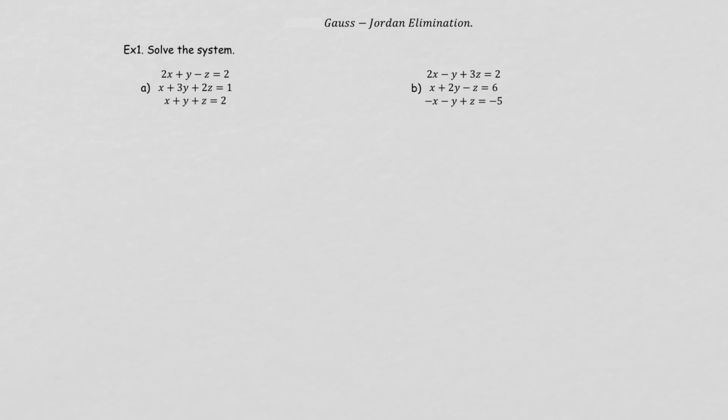In this lesson we're going to talk about Gauss-Jordan elimination, which is a matrix system. In this lesson we're going to have more than 2 variables or 2 equations. Here you can see you have 3 variables with 3 equations.